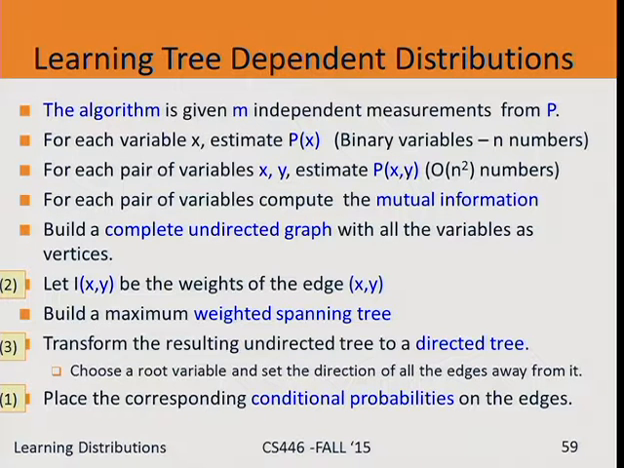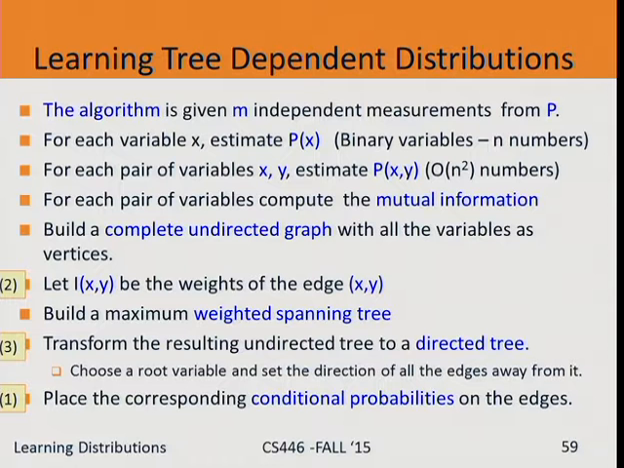And I want to argue that this is the right thing to do. That's one. Two, I used this mutual information, I of XY, as my way of generating the tree. So I chose into my tree those edges that have the largest sum of I of XY, and I need to justify that this makes sense.